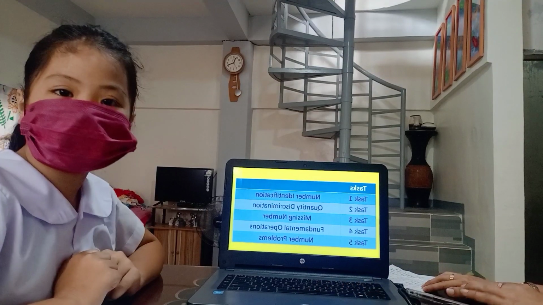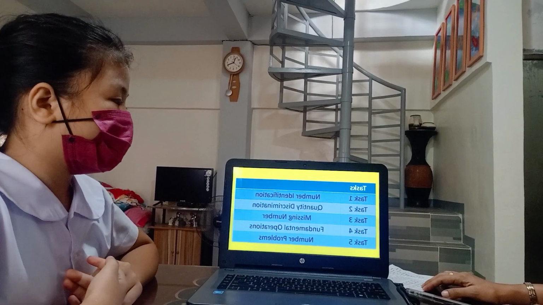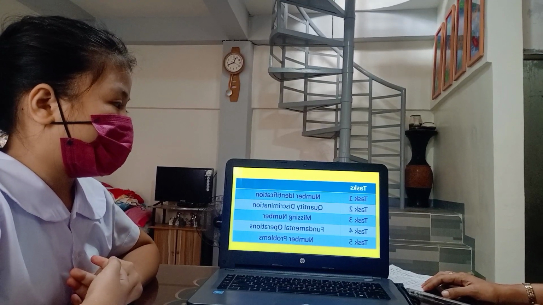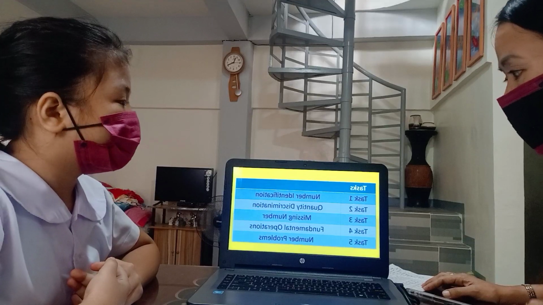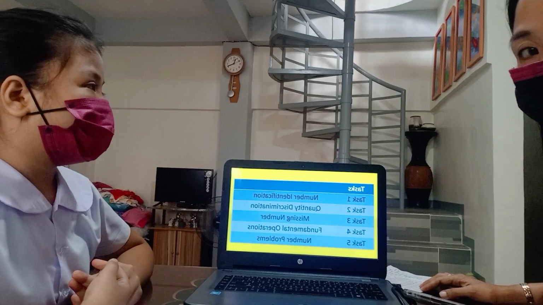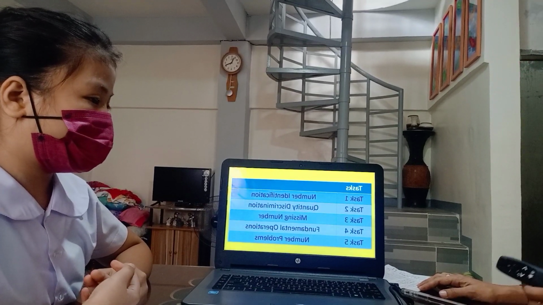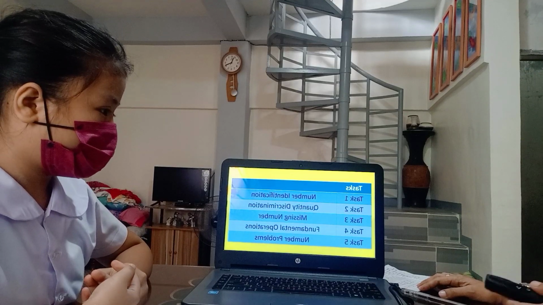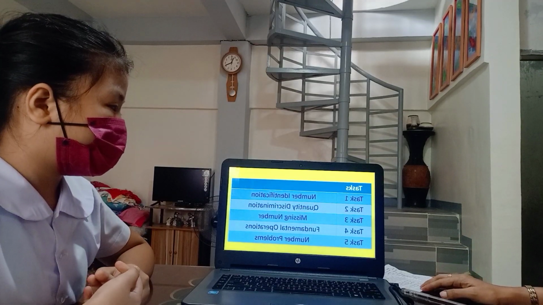Okay, let's start. You will be answering 5 tasks. Task 1 is the number identification. Task 2 is the quantity discrimination. Task 3 is the missing number. Task 4 is the fundamental operation. And task 5 is the number problem. Okay, let's start with task 1, which is the number identification.